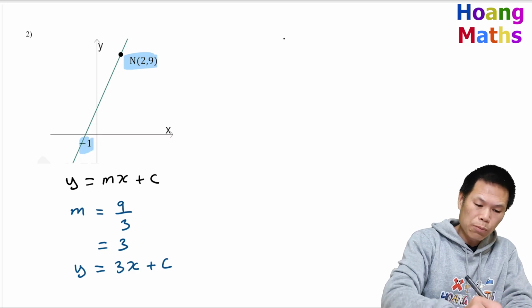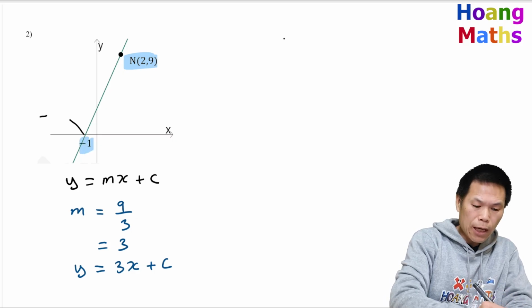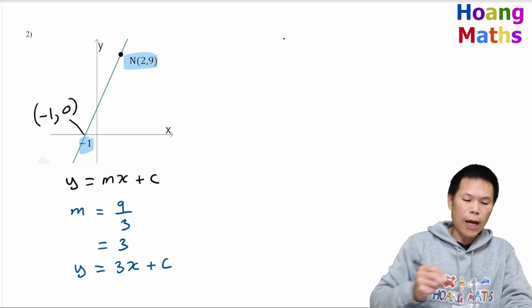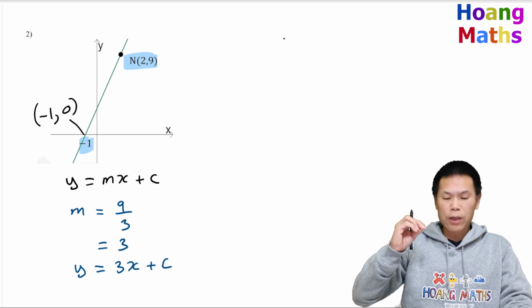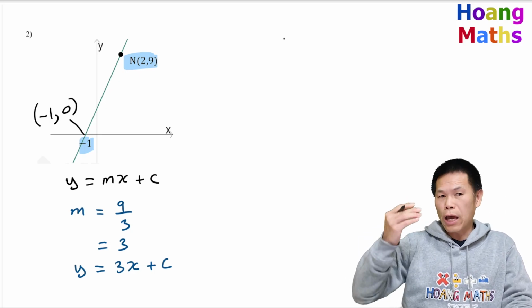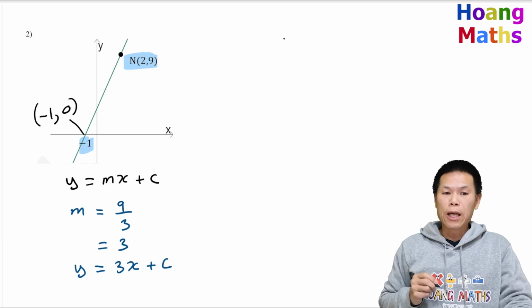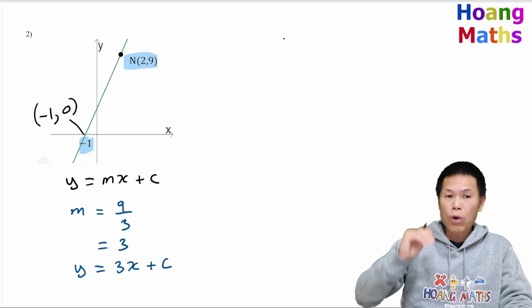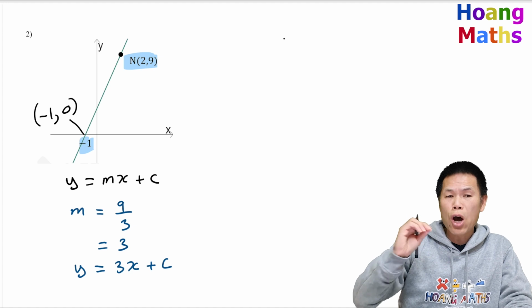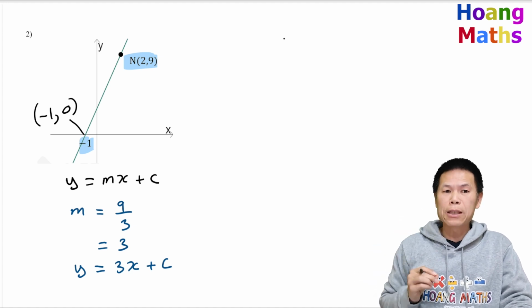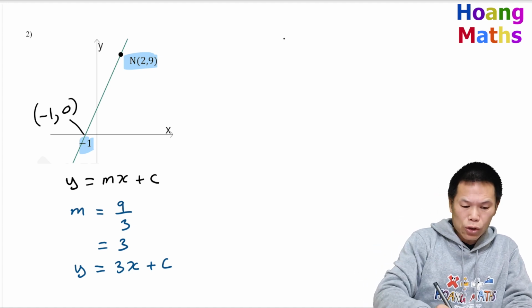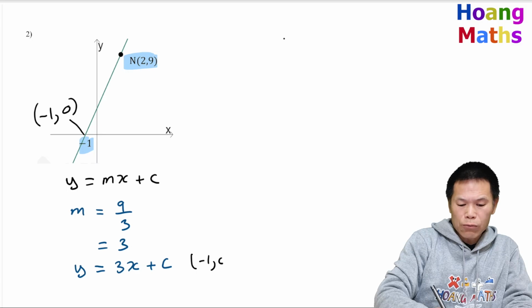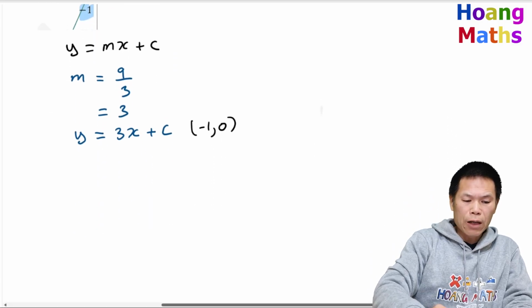This point here is -1, 0, okay? So either one of these points, we can use that to find the value of c. So let's just use -1, 0, quicker. That's all. Of course, you can use 2, 9, and you should get the same answer. Okay, so I just use the point -1, 0 to find the value of c.